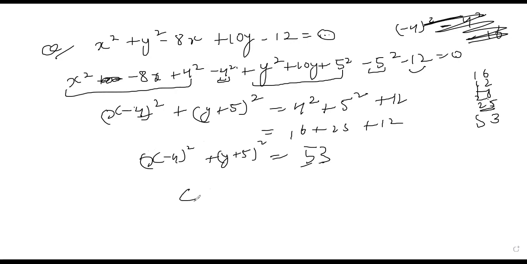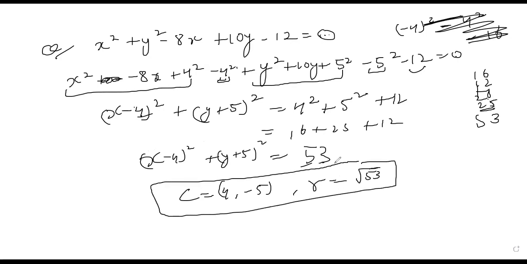Now the center coordinates are 4 comma minus 5, and the radius is root 53. Okay. Note this, then we will proceed.